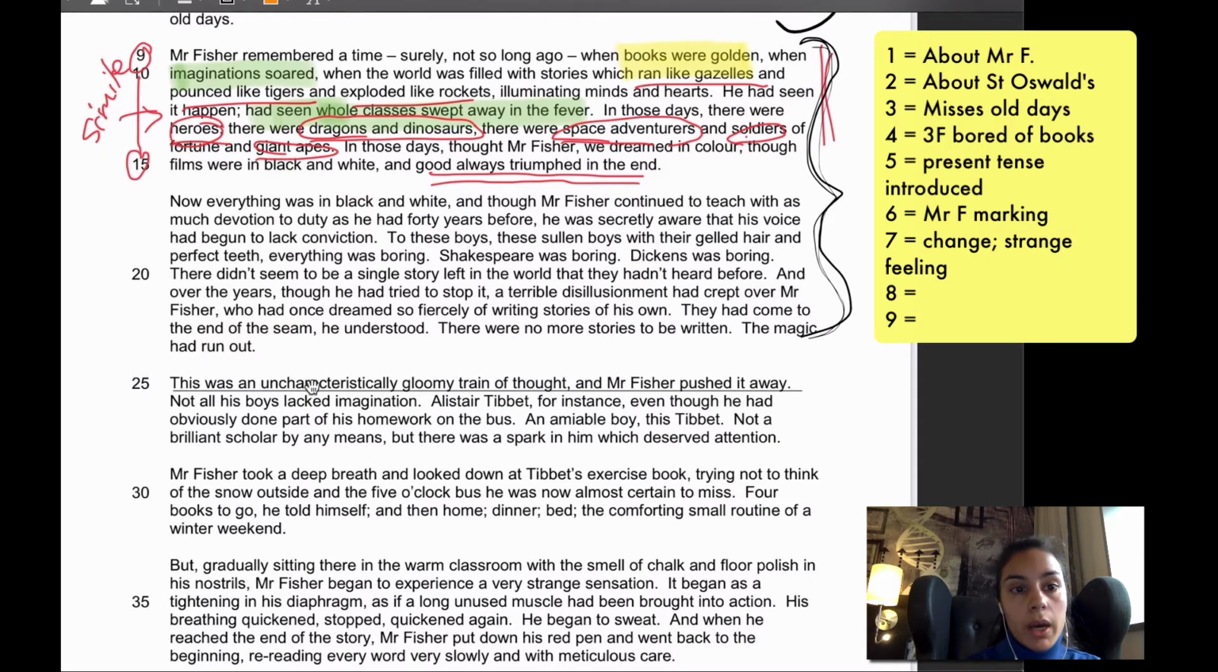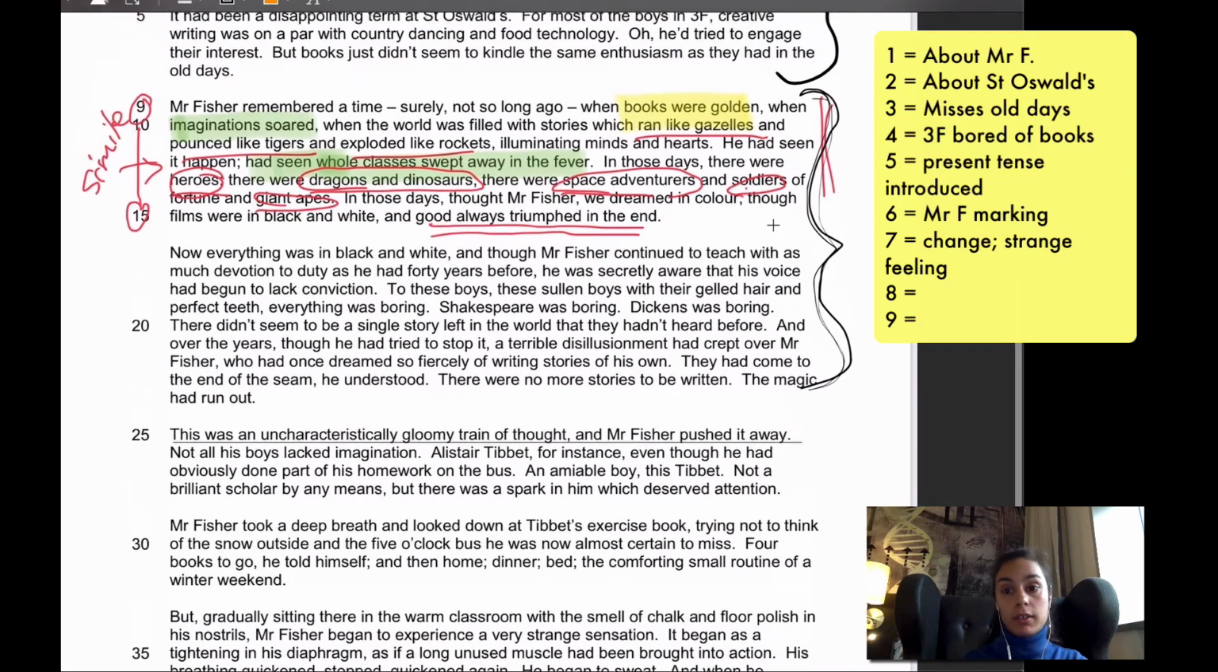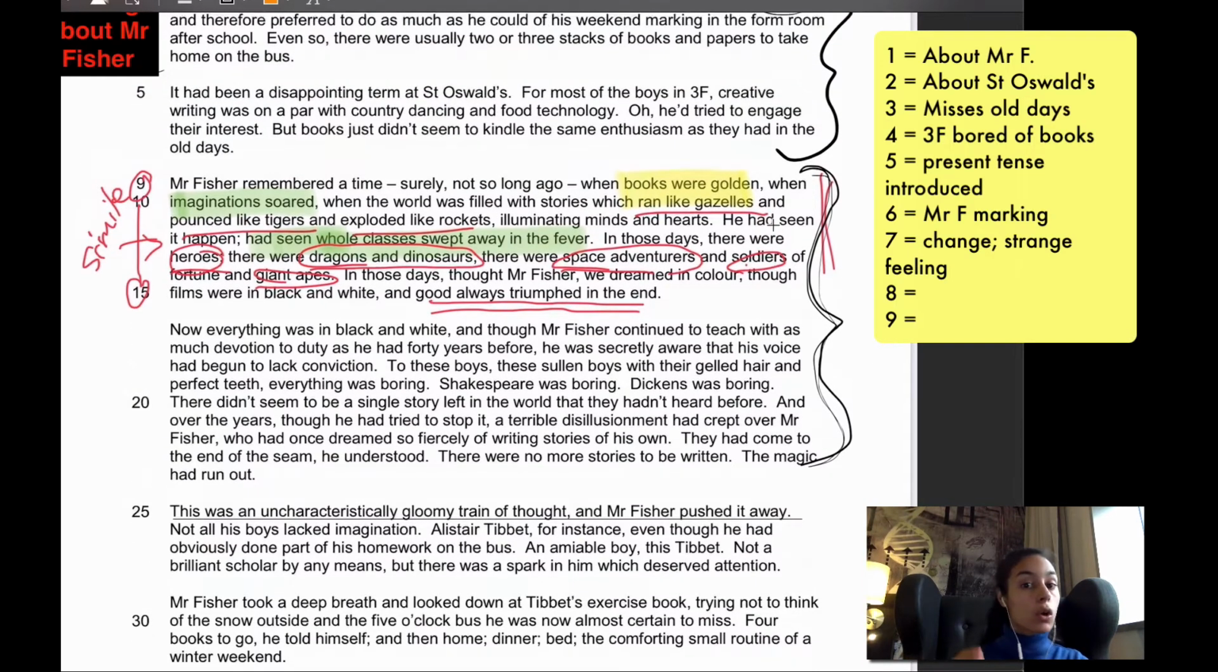Now, why is this interesting? Now, this is interesting because it brings us back into the present. So what we've had so far is descriptions by our omniscient narrator, because we know it's written in the 3rd person. It's not Mr. Fisher narrating this. It's someone else. It's someone who has insight into Mr. Fisher's brain. So we've got an omniscient narrator here. That's a structural feature that you can talk about.